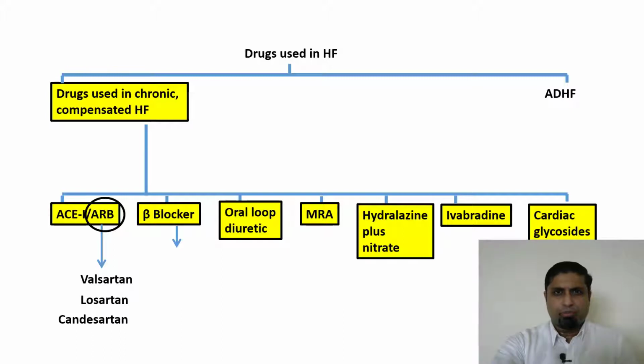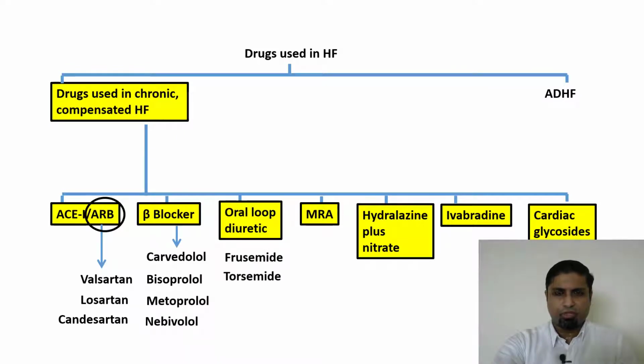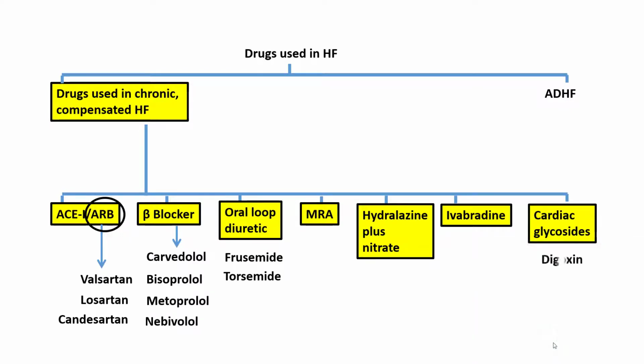Similarly, not all beta blockers are suitable for heart failure. The beta blockers which are commonly indicated for heart failure include carvedilol, bisoprolol, metoprolol, and nebivolol. The orally administered loop diuretics suitable for heart failure include furosemide and torsemide, and the most commonly used cardiac glycoside for heart failure is digoxin.